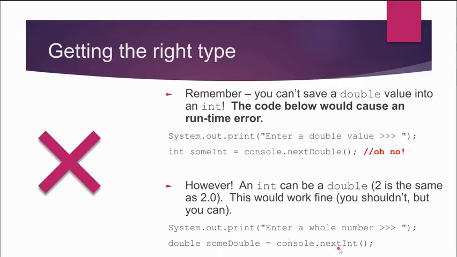Generally, you don't want to do this. If you're asking for a double, then you should call nextDouble. And if you're asking for an int, you should call nextInt and store it in an int.